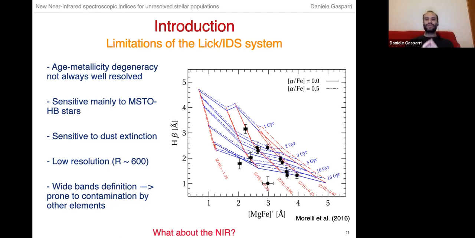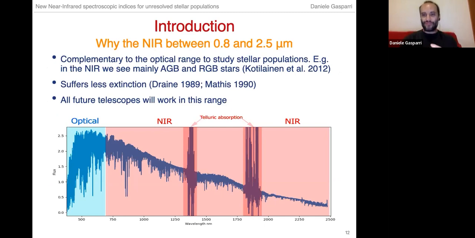The question is, what about the near-infrared? The problem of the Lick system is that it is just in the optical part, but all the future telescopes and also some of the most recent telescopes, for example the James Webb Space Telescope, are working and will work in the near-infrared region of the spectra. So the Lick/IDS system for these instruments is not useful because we don't have the information of the spectra in the visible part. So that's why the near-infrared, between 0.8 and 2.5 microns.